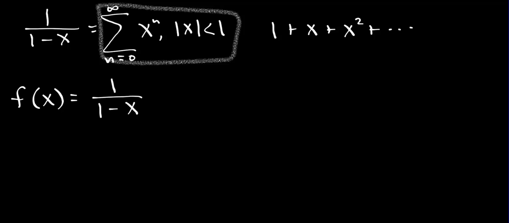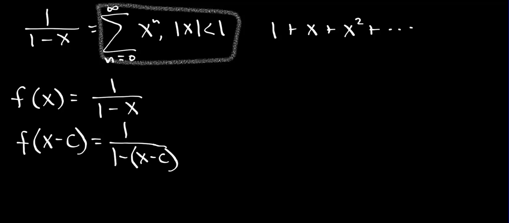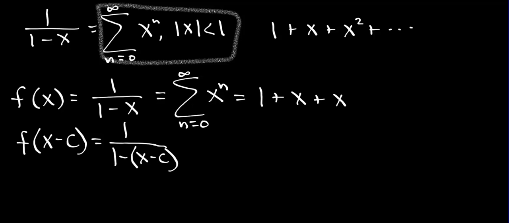Well, think about what would happen if we did this. If we said, I want to shift this function over c units. Okay, so I'm going to do a shift to the right. This is just a horizontal shift. Well, that would look like this: 1 over 1 minus (x minus c). Well, what would that do to this power series that we had? So we had this power series, which is 1 plus x plus x squared. How would that change that power series?